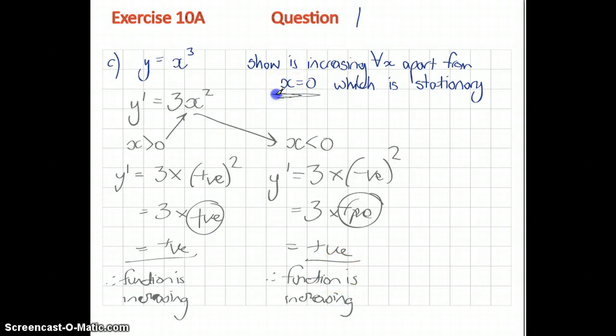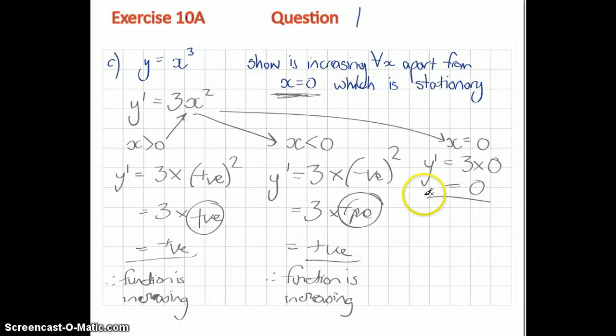We need to show particularly what happens at x equals 0. Then I would have y dash equals 3 times 0, which is actually 0. Because the derivative is 0, what we have here is a stationary point. It's not increasing, it's not decreasing, it's stationary. What that means is at that point the tangent is horizontal.